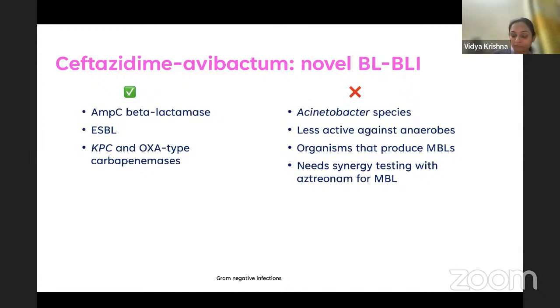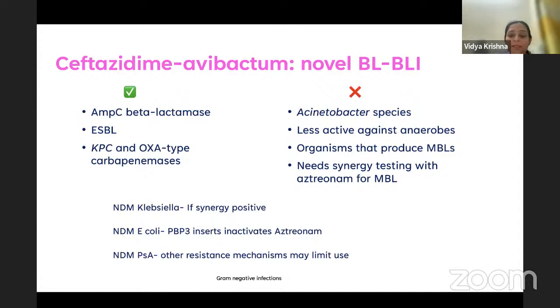Okay, so it's not just based on finding an NDM gene on the expert CABA or something like that. It is also looking at the synergy testing to make sure that your drug combination is actually working. So for NDM Klebsiella, it's a very good drug, especially if synergy is positive. In NDM E. coli, you could have problems because penicillin binding protein 3 can inactivate aztreonam. So that can lead to clinical failure.